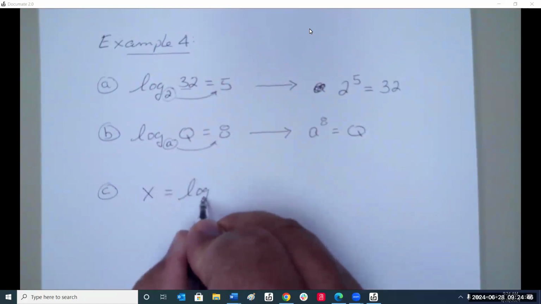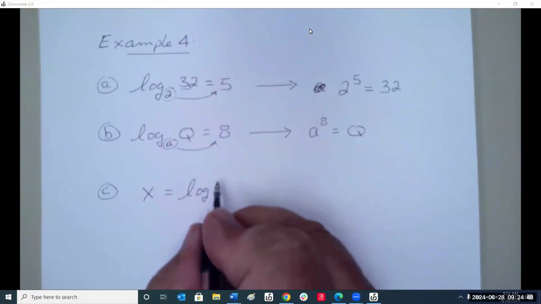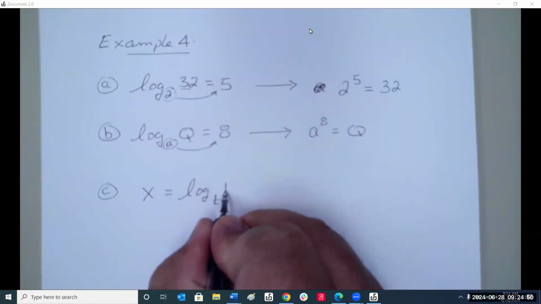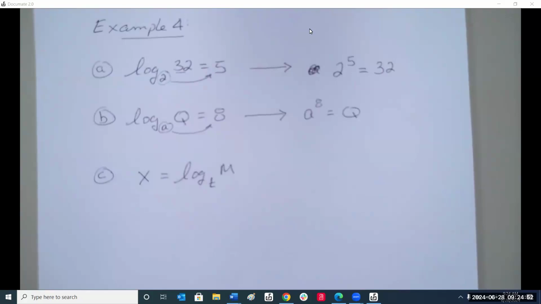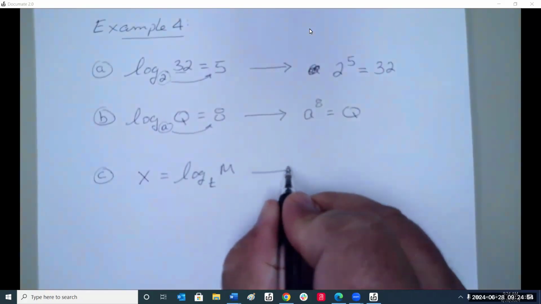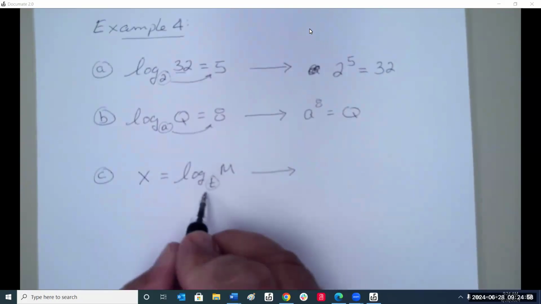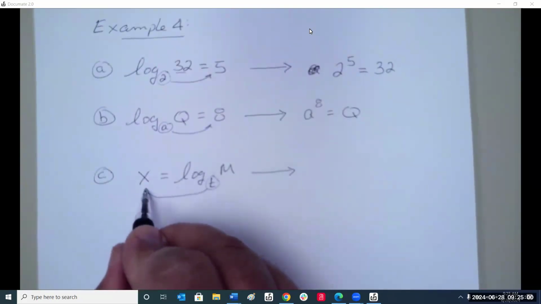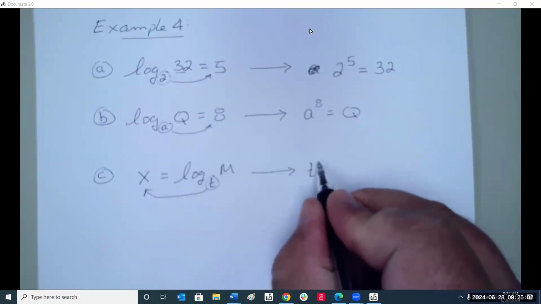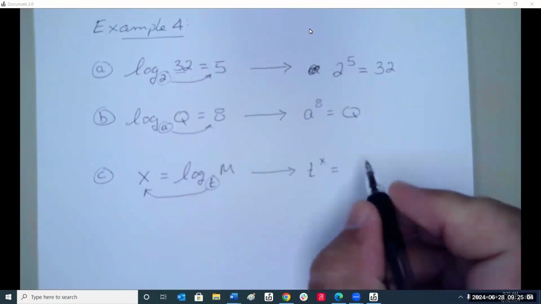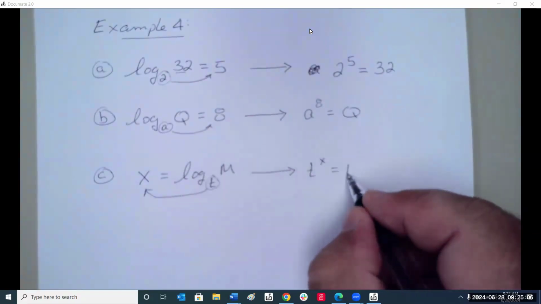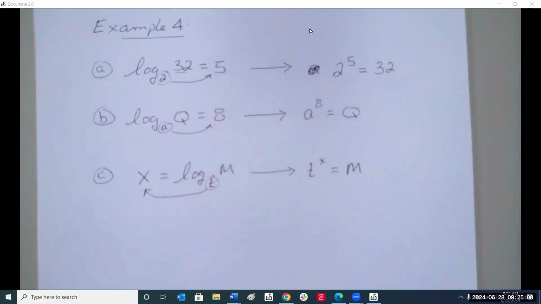X equals log base T of M. The base remains the base. It pushes up the answer. So it's T to the power X, and the log drops off. So we're left with M.